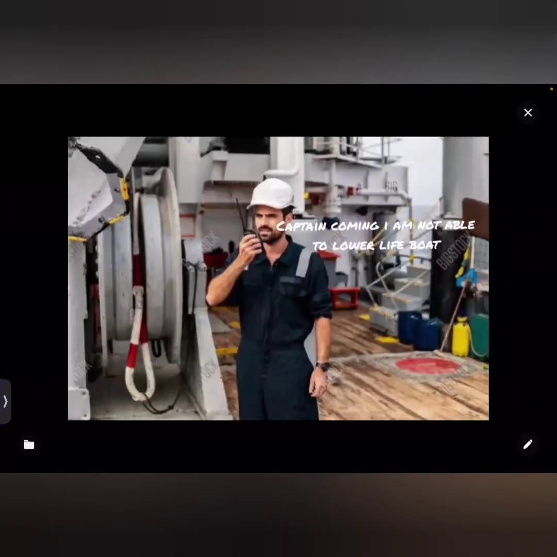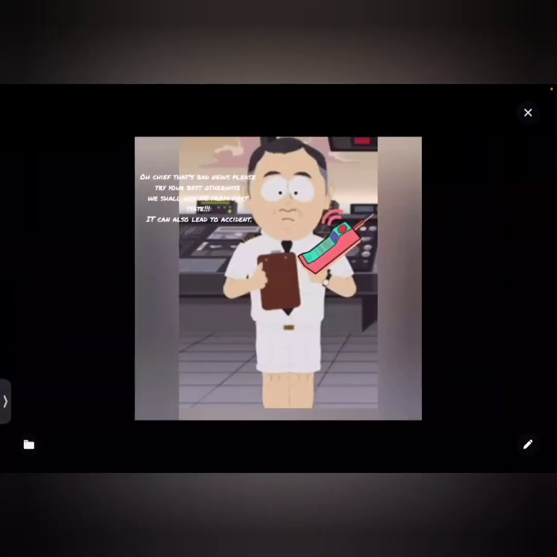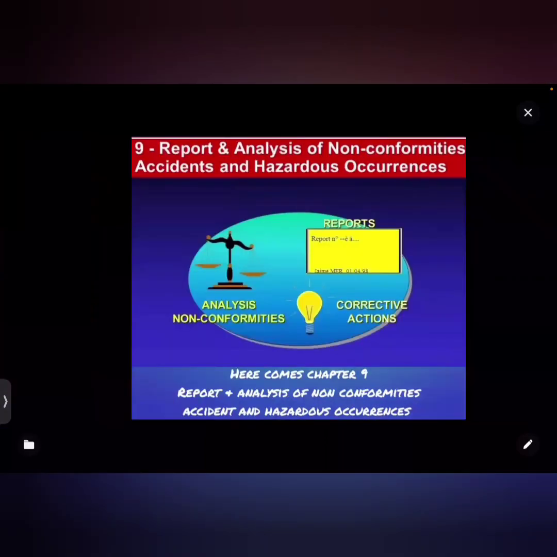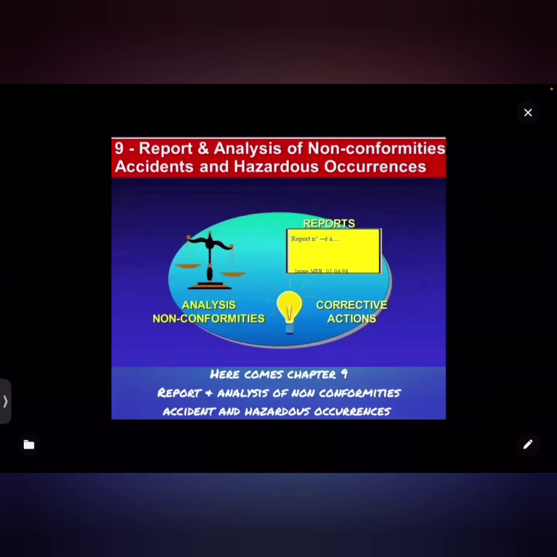After some time, the chief mate is again establishing the contact with the master. Captain, come in. Sir, I am not able to lower the lifeboat. Now the captain looks worried and he says, oh, chief, that is bad news. Try your best. Otherwise, we have port state control. We will get an NC in the port state control. It can also lead to an accident. Do something, chief. And here comes your next chapter, report and analysis of non-conformities, accidents, and hazardous occurrences.